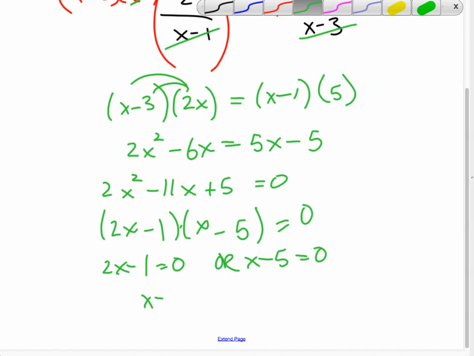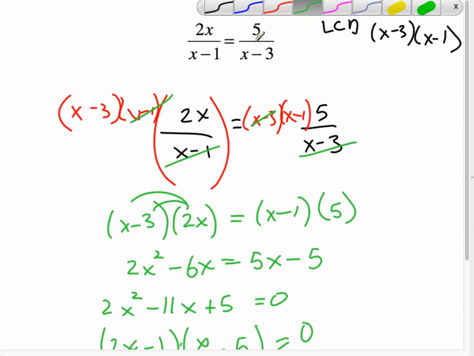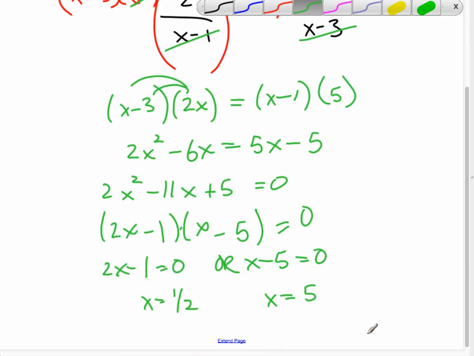Solving this equation, I'll get a half. Solving this equation, I'll get a 5. I take a look at both those numbers, a half and 5, and when I put them in here, they don't give me a negative. So assuming I did everything else right, I think those would be my answers. Okay, hopefully that helps you with that question.